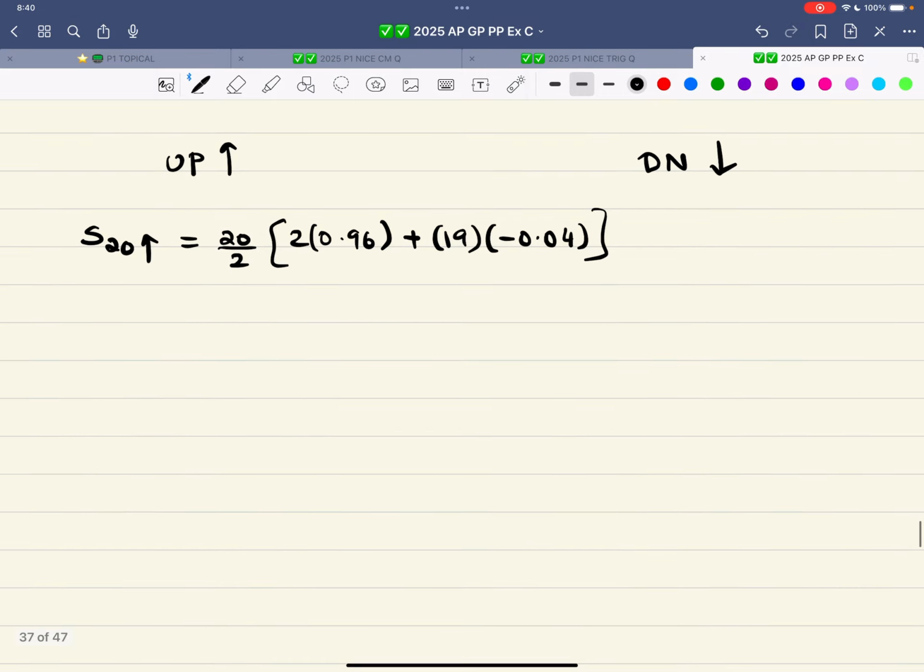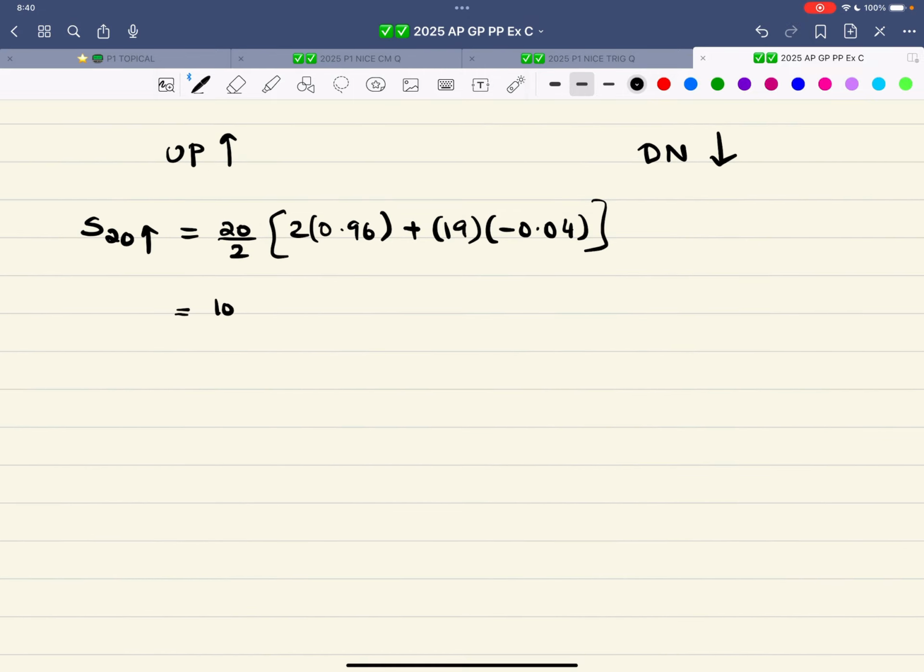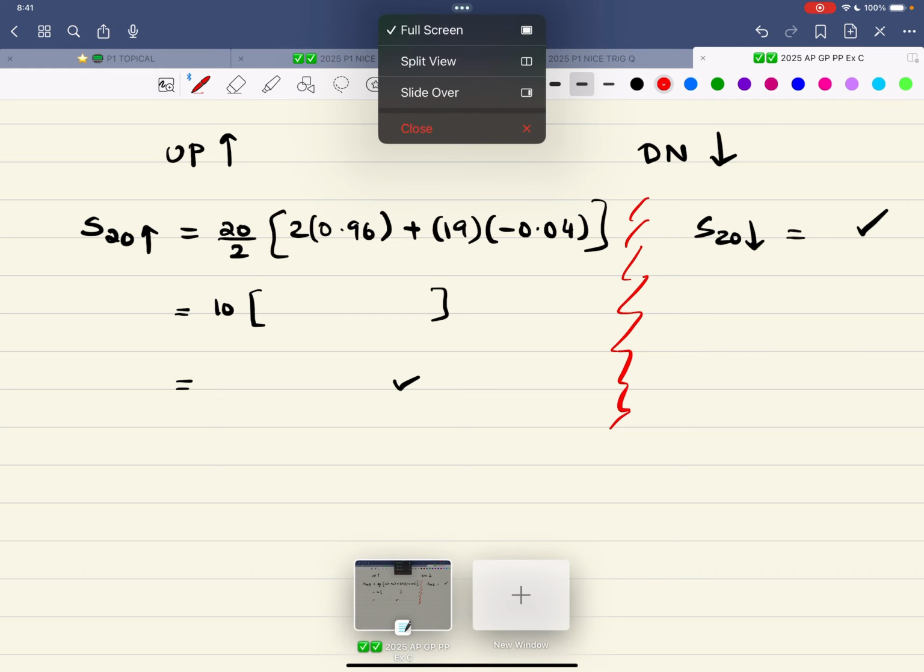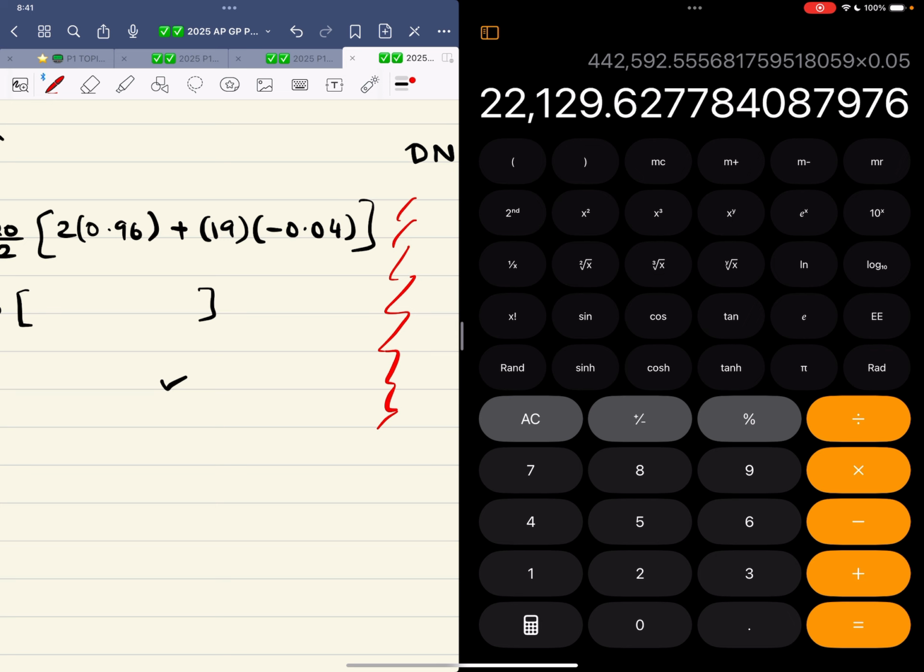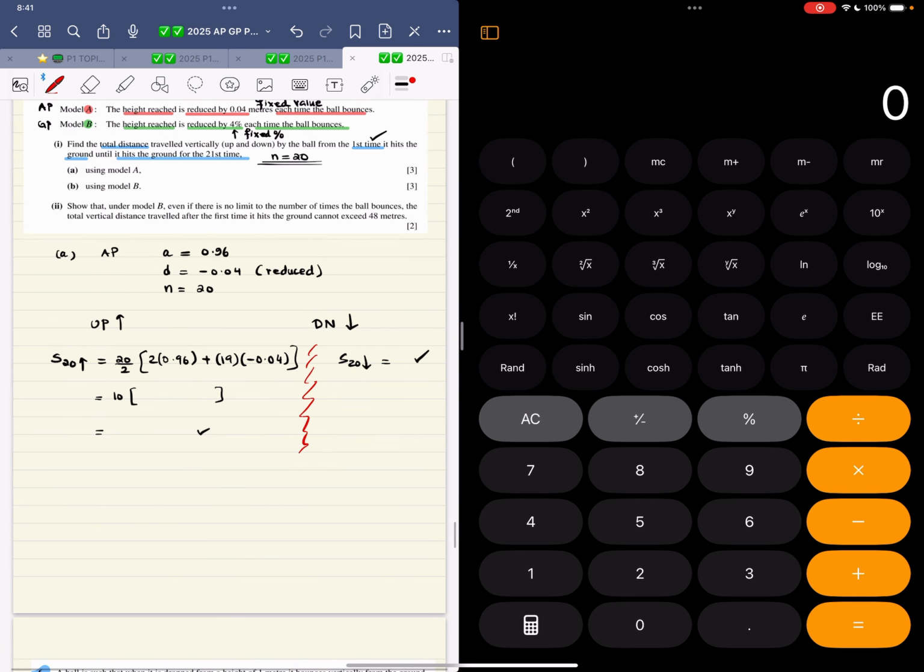And I'll be using a calculator. Let me first write down the steps. This is a 10 and let me simplify this. And S20 down would be exactly the same thing as this. Got the idea? So that is the first thing. So now let me go to the calculator. That is right over here. And let me reduce this thing.